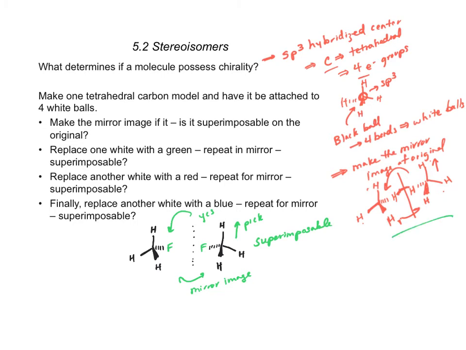Here we had tetrahedral carbon, that's our big requirement. We had only one unique group, so they were all hydrogens. Here we have tetrahedral carbon, now we have hydrogen, hydrogen, hydrogen, and now we also have a fluorine. So here we have two unique groups around our tetrahedral carbon. Again, with two unique groups, the mirror image is superimposable on the original object. So this is not chiral yet.